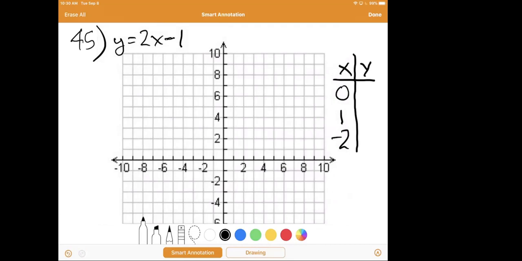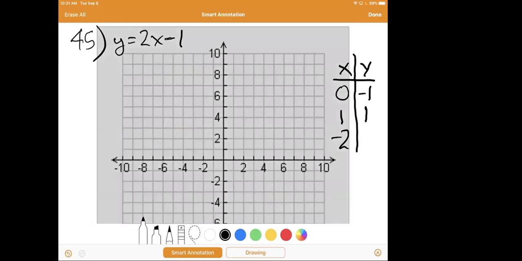All right. So I'm going to put my x values into the equation. For the first one, it says 2 times x, 2 times 0. What's 2 times 0? Anybody? 0. Minus 1 would be negative 1. Exactly. Very good. And then 2 times 1 is 2. Minus 1 is 1. So there's another ordered pair.